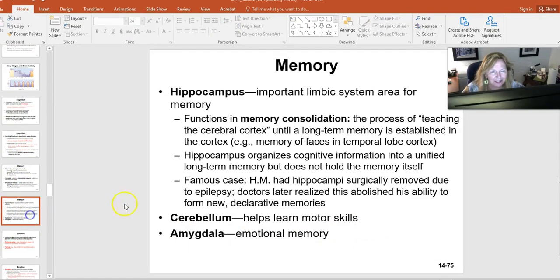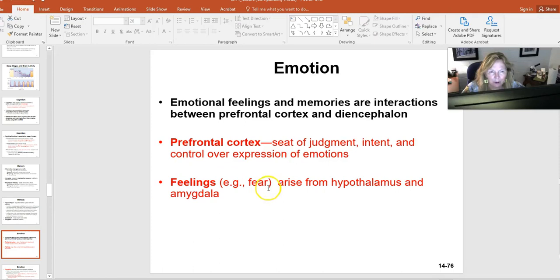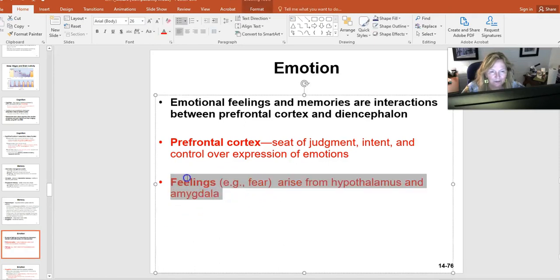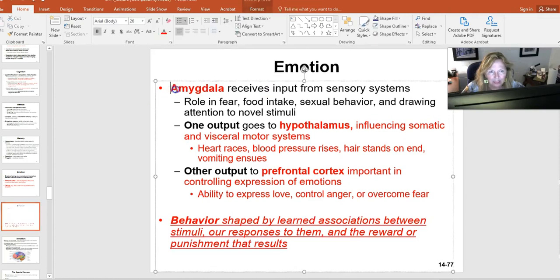So again, hippocampus, which is part of the limbic system, is controlling our memory, and the amygdala is emotions. So it's important for you to kind of know that, and how we act on them will be based on the prefrontal cortex, but emotion is associated with the amygdala.